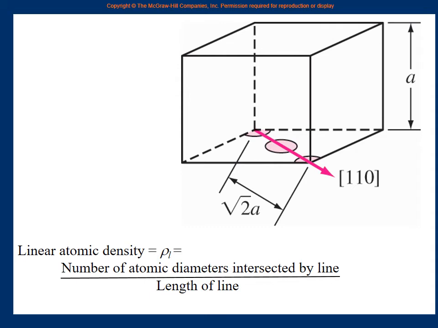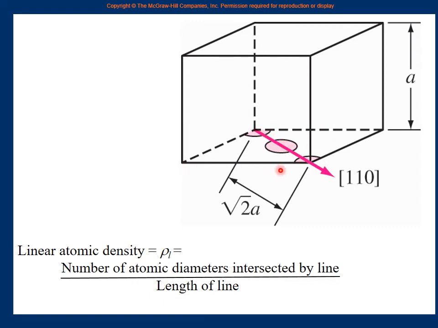So I told you this is the diagram. This is the cube. This is 0, 0, 0. So 1 in the x, 1 in the y, 0. So this is the 0, 1, 1, 0 point. So from 0, 0, 0 to 1, 1, 0, this is the line. And this is the diagonal of the base.